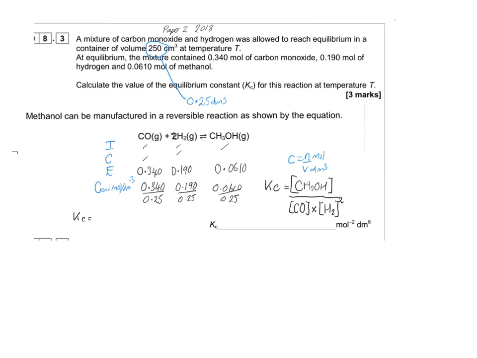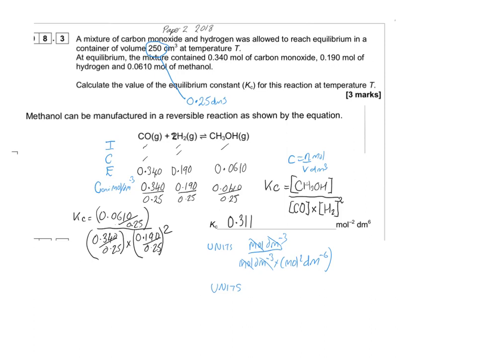So that's the concentration of methanol, which is 0.0610 over 0.25, divided by the concentration of carbon monoxide, which is 0.340 over 0.25, multiplied by the concentration of hydrogen, which is 0.190 over 0.25, but don't forget to square that value.